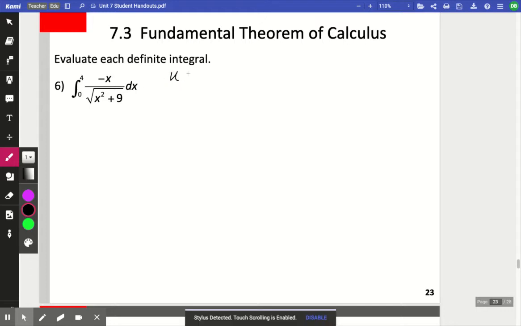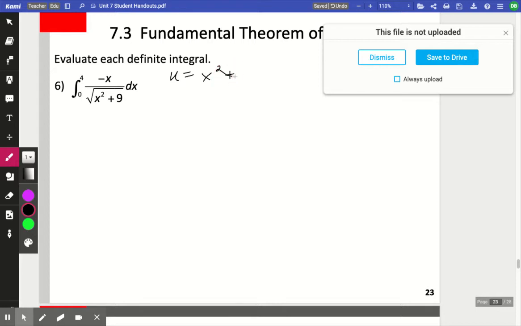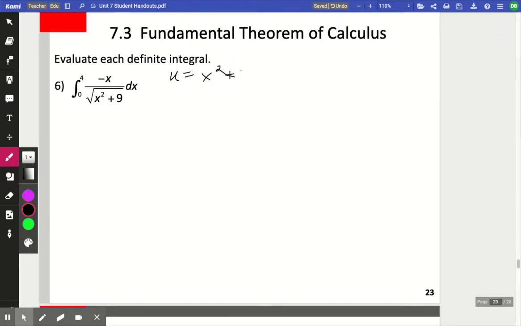So we're going to let u equal x squared plus 9. If we do that, that means du is equal to 2x dx. So now I'm going to have the integral, and I have u to the negative 1/2, and now I have the negative x dx. So I'm going to put the negative 1 on the outside, and then I have the x dx.